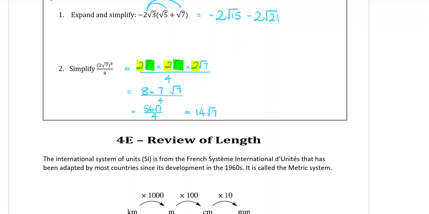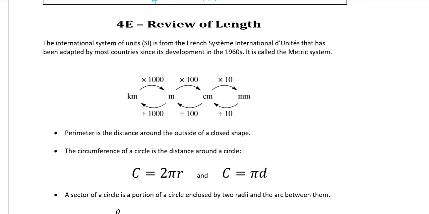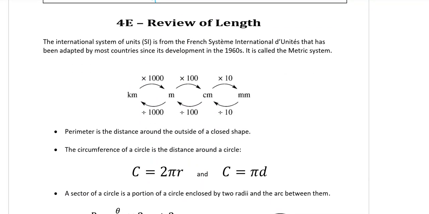So it might seem a little bit strange that we're now combining surds with our measurement topic, but there will be some questions in here where we'll be wanting to leave our answers in nice exact form, which will mean that we'll need our surds. So let's have a look through this theory section here. First of all, we need to be able to convert between our units of length. So we have kilometres, metres, centimetres and millimetres.